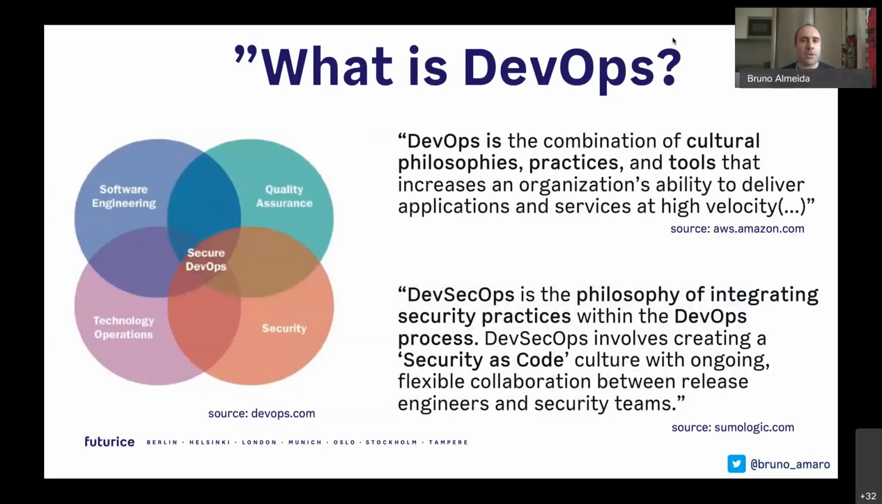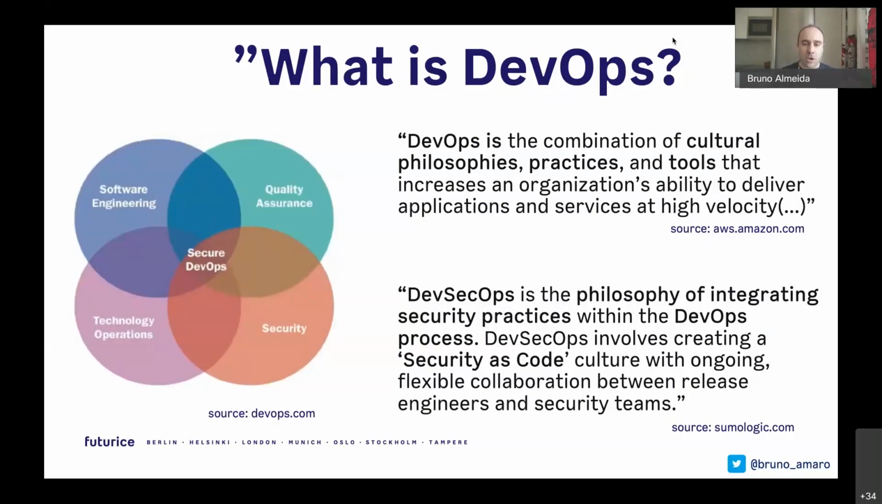When we're talking about DevOps, a lot of people have different interpretations of this. When we talk about it, I usually like to address it the way Amazon does, which is talking not just about the tooling around DevOps, but also the philosophies, the practices and the culture of increasing the organization's ability to deliver software and deliver value.